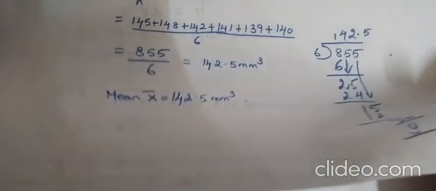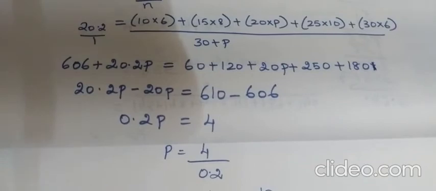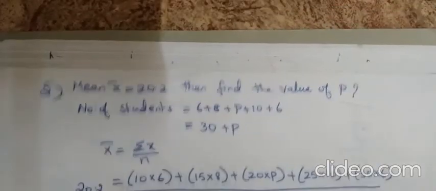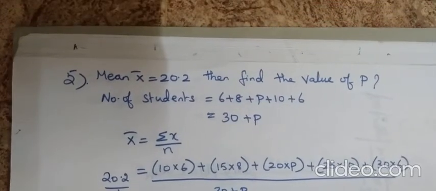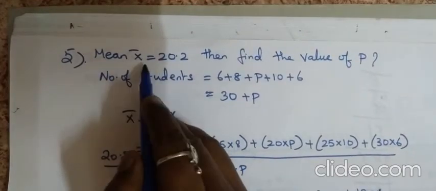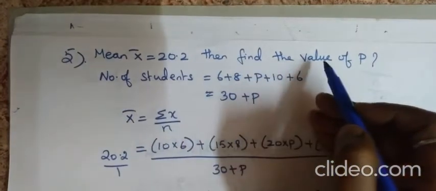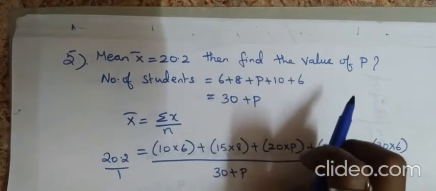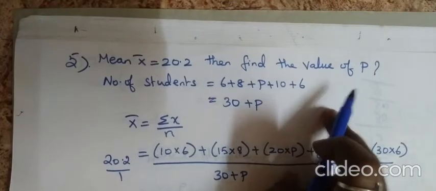One more sum we will do. The question goes like this. If the mean of the following data is 20.2, here the mean value is given. Mean x bar is equal to 20.2. Then find the value of P. Then a tabular column is given: marks and number of students.